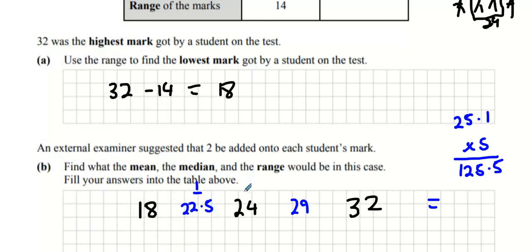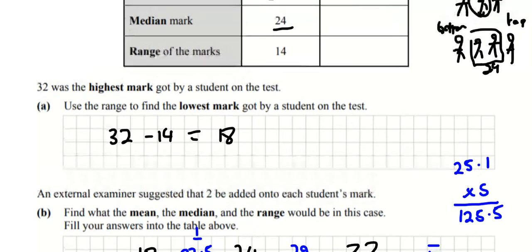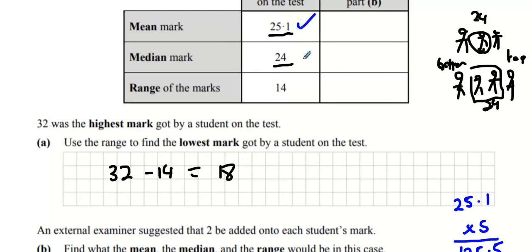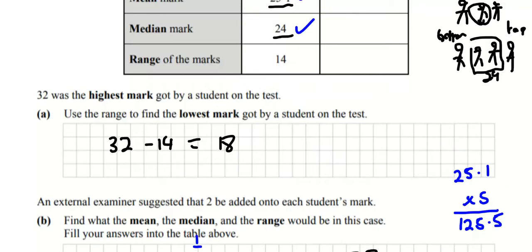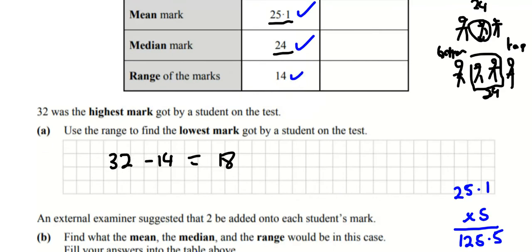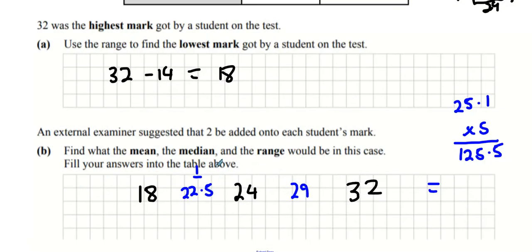So look at this, guys. This is a scenario of 5 numbers that fits this perfectly. The mean is 25.1. The median is 24, because 24 is the middle number. And then finally the range is 14, because the top number take away the bottom is 14. It fits perfectly. Now what happens when we add 2 onto everything?